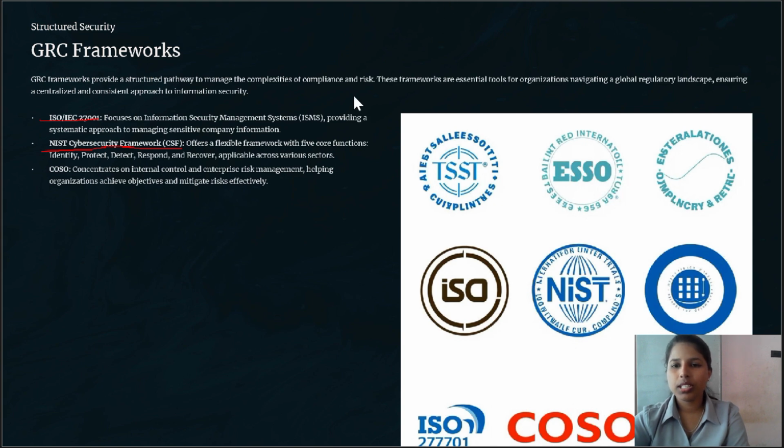So this is what NIST is about. It also helps improve risk management, enhance compliance, and support better decision making. So these are the frameworks we are using. And next, it is about COSO.